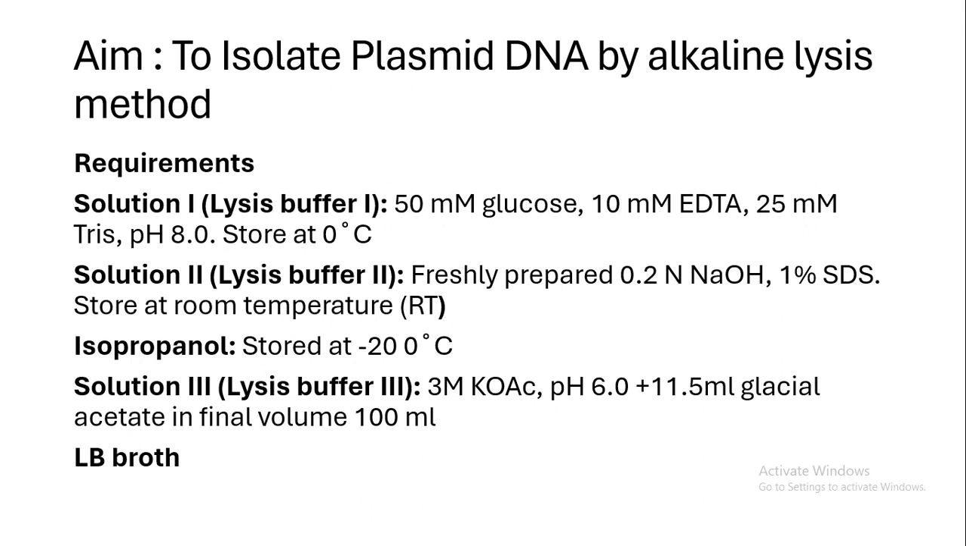In this experiment we make use of three solutions. Solution 1 that contains glucose, EDTA and tris. Solution 2 that contains 0.2 normal NaOH and 1% SDS. And solution 3 that is 3 molar potassium acetate solution containing 11.5 ml glacial acetic acid. We also need isopropanol for precipitation of DNA and LB broth for starting our E. coli culture containing a suitable plasmid.